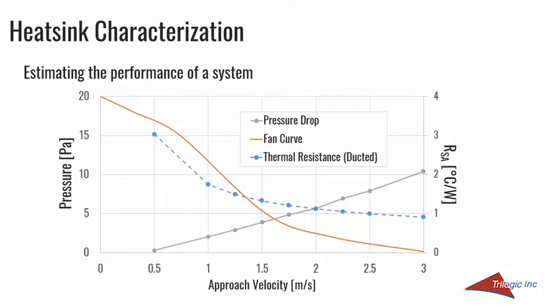If you did have a ducted system and you had a fan, how would you estimate the performance of that system? We have our heatsink characterization information: the thermal resistance versus approach velocity, and the pressure drop of that heatsink versus approach velocity. I've also plotted the fan curve. This would all be, say, vendor-provided data. We identify the intersection of this pressure drop curve and the fan curve. Then we go vertically upwards until we intersect the thermal resistance curve, and then over, and we can estimate the thermal resistance of the heatsink in that system. Again, it would just be an estimate to get you in the ballpark of where you need to be.